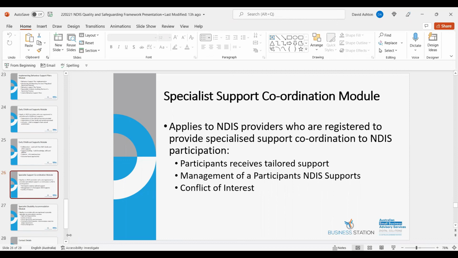So management of a participant support. Each participant exercises meaningful choice and control over their supports and maximises the value for money they receive from their support. So again, it's outcome based and value for money. So looking at the indicators here, supports and services arranged using participants' NDIS amounts as directed by the participant and for the purposes intended by the participant.